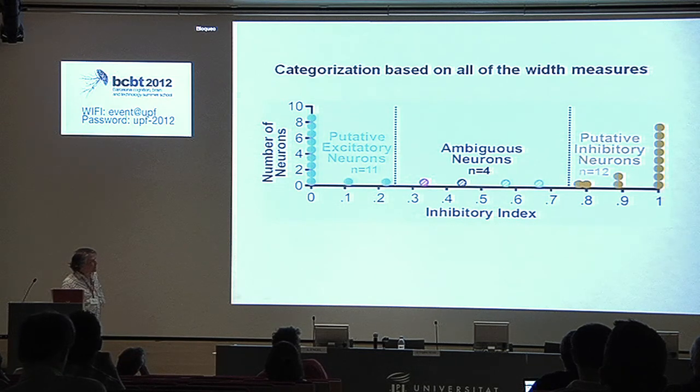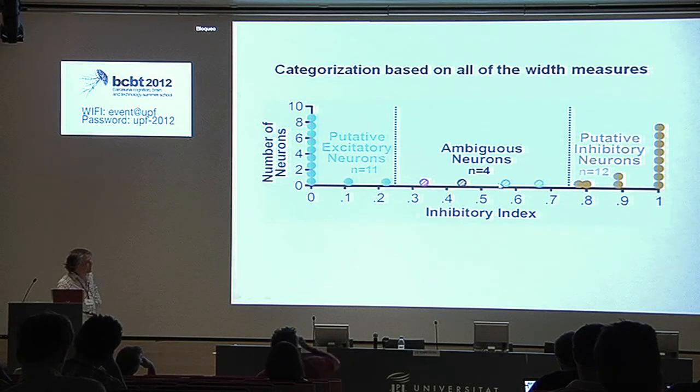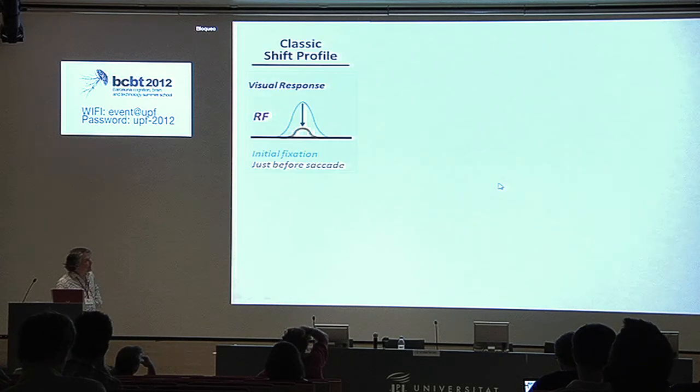There were 4 neurons that were right in the middle, and we couldn't classify them either way. We call them ambiguous neurons. We don't know what they are. They're actually colored because we track them in the paper. We track them across all the width plots, but don't worry about that. So we end up with 11 putative excitatory neurons, 12 putative inhibitory neurons, and 4 ambiguous neurons.